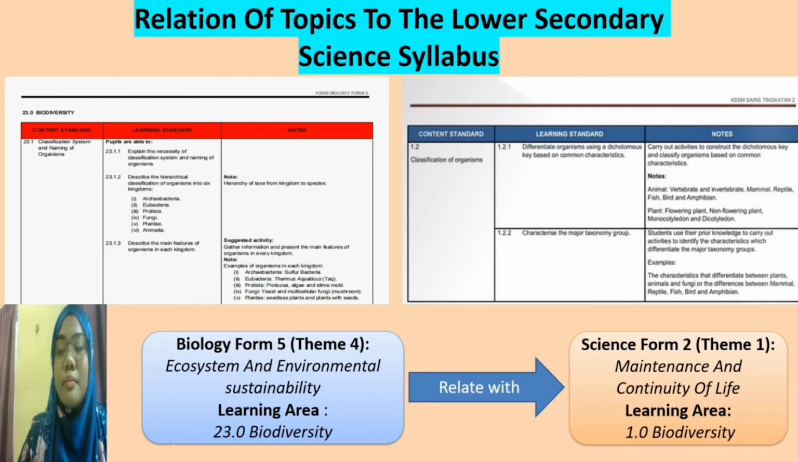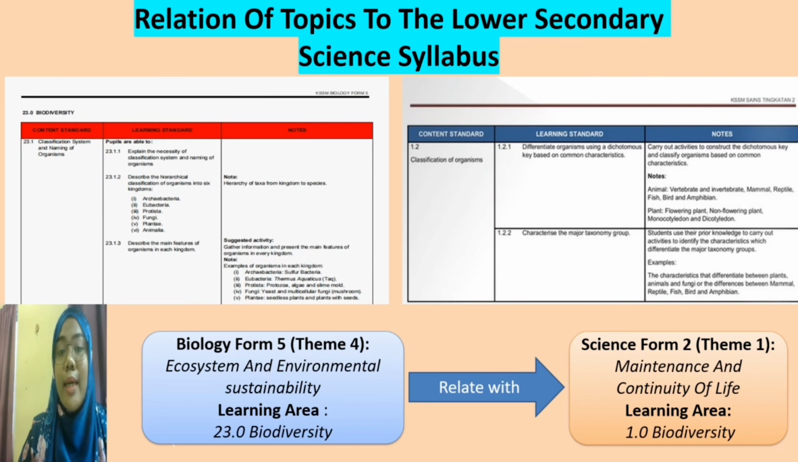And now, based on the SKP Form 2, we specify 1.2 classification of organisms, where students can differentiate organisms using a dichotomous key based on common characteristics. And in this chapter, students are able to characterize the major taxonomy groups.